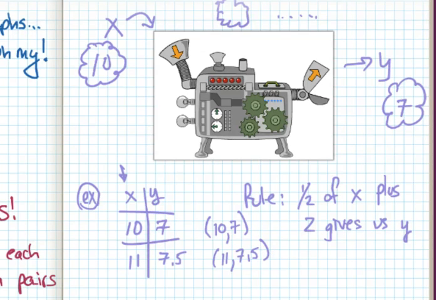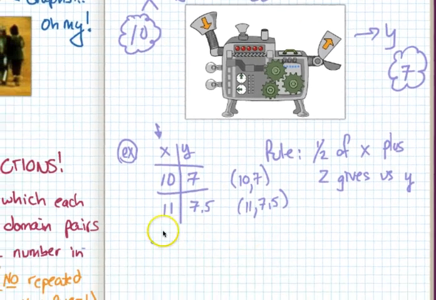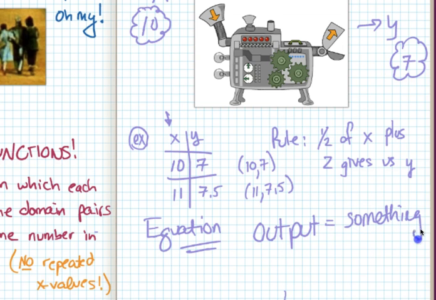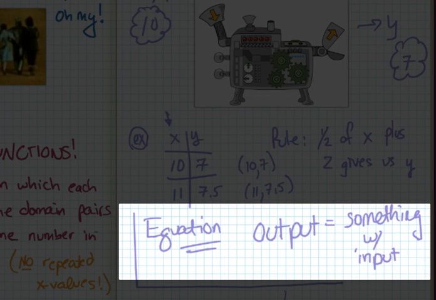How can I write this rule as an equation? Because that's a trickier part. I'm using two variables now. Well, your equation is always going to start with what it is you're trying to get, what your output happens to equal. So it's always output equals something with the input. So you're always doing something to that input to get the output. And that's the basic formula we are going to follow.